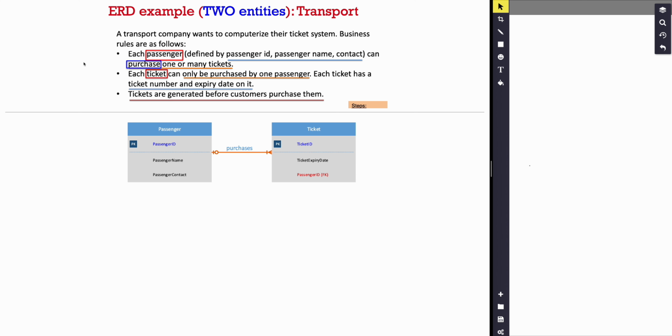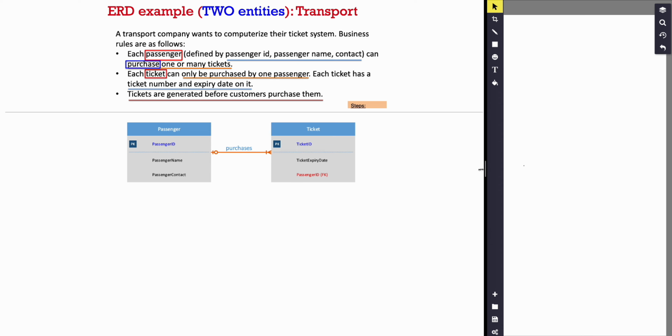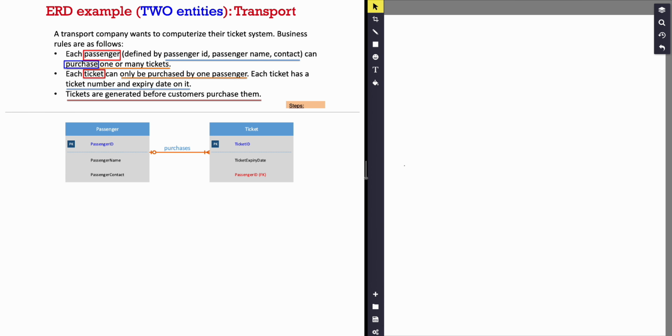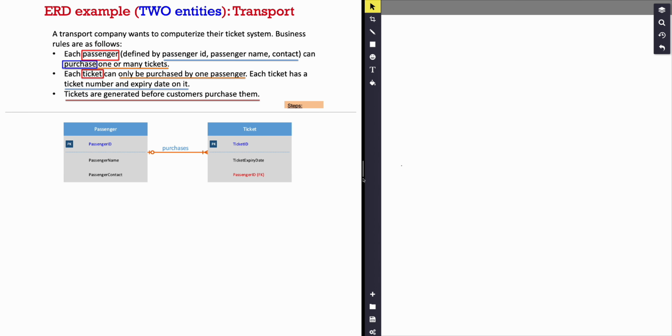And now it says each ticket has a ticket number and expiry date on it, which is perfect, and tickets are generated before the customer purchases them. Sweet. All right, so I hope that these examples haven't confused you. I hope that you have a better understanding now of the entity relationships and the business rules and how they link in. All I can say is just keep working on them as much as you possibly can.